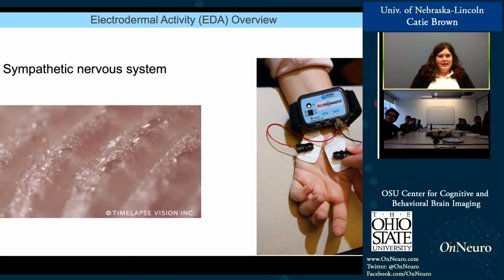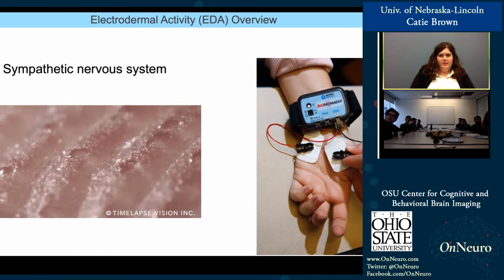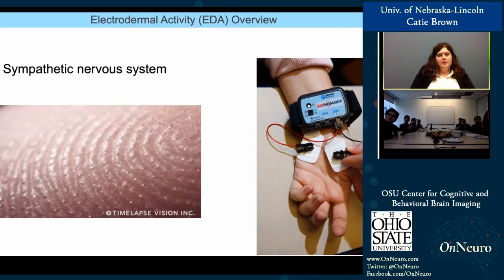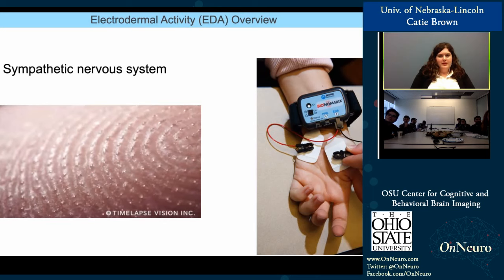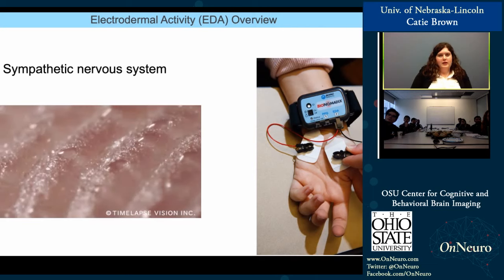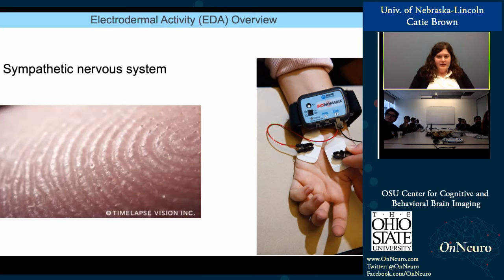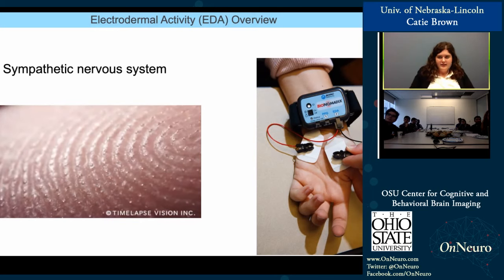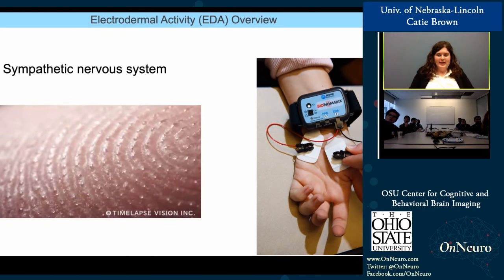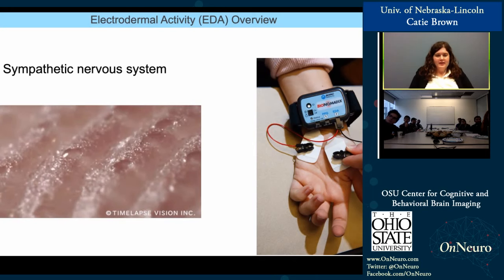What's unique about EDA is that it's solely under the control of the sympathetic nervous system, whereas changes in heart rate, blood pressure, pupil diameter, those could all be attributable to either sympathetic or parasympathetic systems, but EDA is only sympathetic nervous system. Previous work has shown that EDA is greater for surprised faces, which makes sense in that ambiguity, there may be a greater need to activate fight or flight. That ambiguity might present more of a threat.